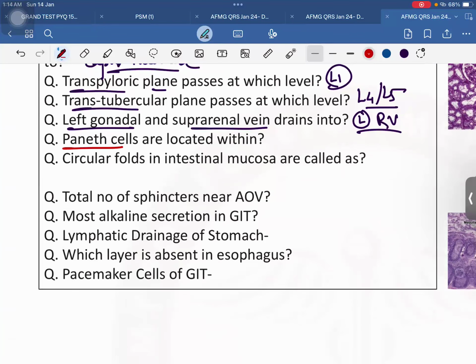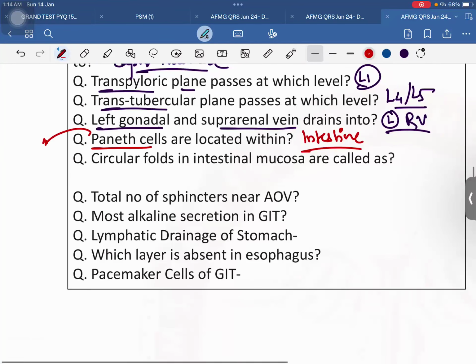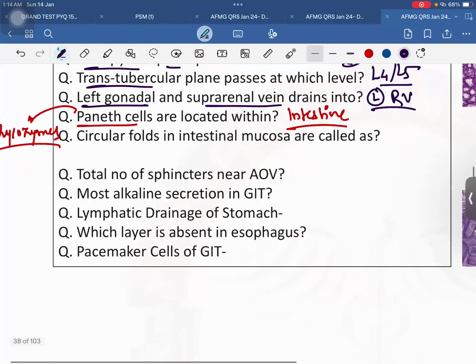The Paneth cells are located within the intestinal epithelium. Please remember, beta, they are mainly in the small intestine. And what is the function of these Paneth cells? That was also a question. Paneth cells secrete lysozymes, and these lysozymes usually fight infections. So these definitely help fight infection or provide local immunity.